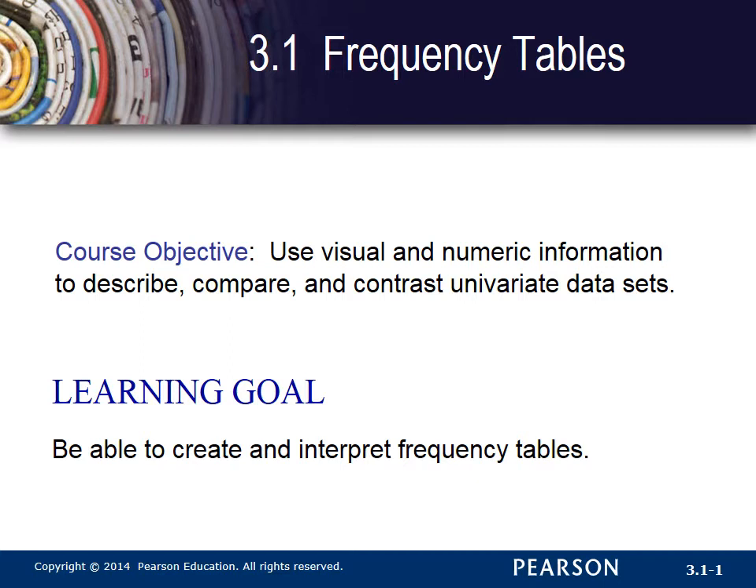In chapter 3, we're going to start using a little bit more technology to study our statistics. Our course objective for a good part of chapter 3 will be using visual and numeric information to describe, compare, and contrast univariate data sets. Univariate means it just comes from one variable. Our learning goal for this particular section 3.1 is to be able to create and interpret frequency tables.